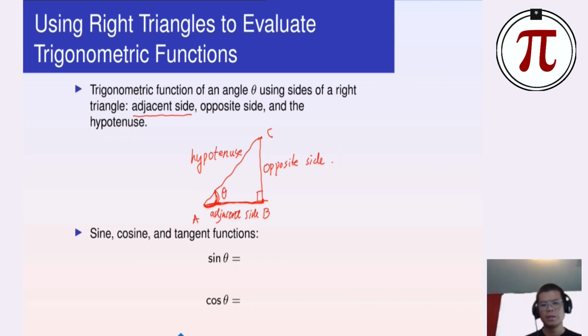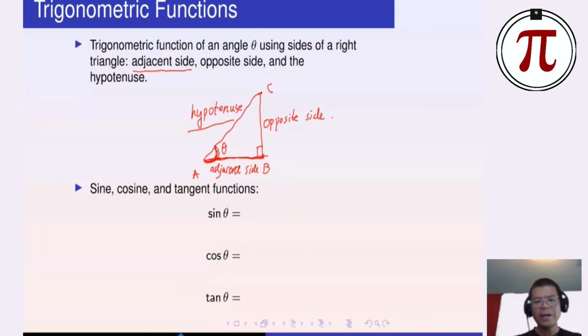So these are the names of the 3 sides depending on the angle theta. Theta is given here. So this is called the adjacent side, and then the opposite side, and this one is the hypotenuse. Then we are going to define the following trigonometric functions. The sine of theta is the ratio, the fraction of what? The sine is the opposite over hypotenuse.